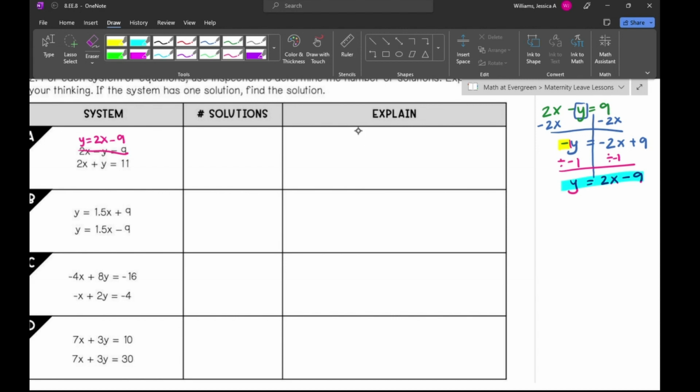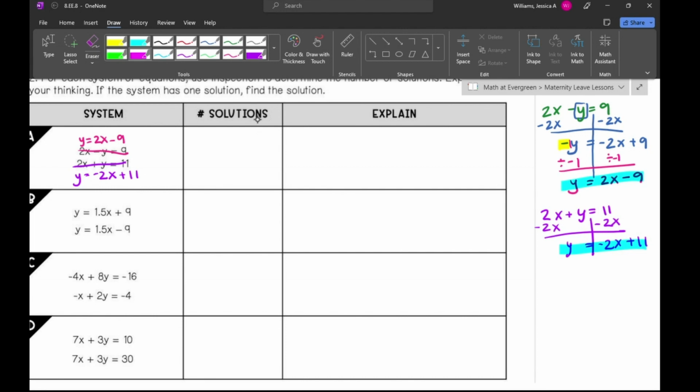Okay, my second equation was 2x plus y equals 11. We need to get that y all by itself, so I'm going to move this 2x. Leaves me with y is equal to, that's a negative 2x and a positive 11. So here's that equation. And so I'm going to rewrite that as y equals negative 2x plus 11. Okay, so here are my two equations.